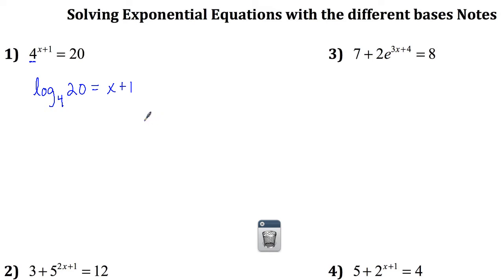Since we're just trying to solve for x, we want x all by itself. We want to get rid of this plus 1. It really doesn't matter what's on the other side. So to get rid of that plus 1, we just need to subtract it on both sides, and then we'll have x all by itself. So that's negative 1 plus log base 4 of 20 equals x, and we are finished. Again, the key of these is just to remember that the opposite of writing something as a power is to write it as a log, and we'll do that on the next example also.